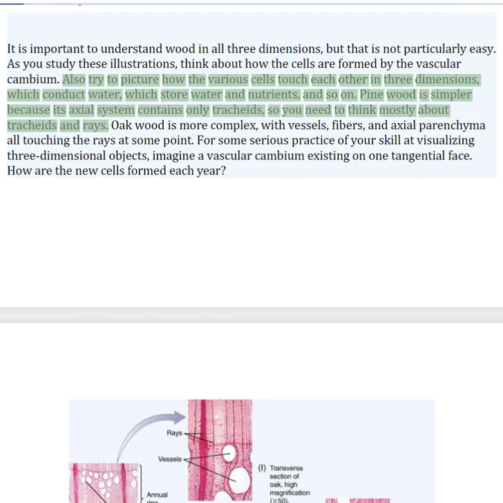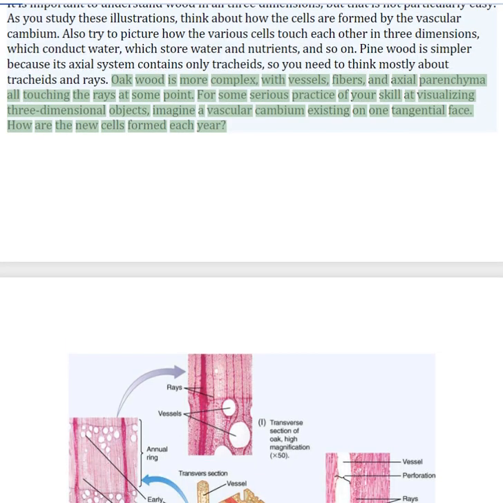Pine wood is simpler because its axial system contains only tracheids, so you need to think mostly about tracheids and rays. Oak wood is more complex, with vessels, fibers, and axial parenchyma all touching the rays at some point. For some serious practice of your skill at visualizing 3-dimensional objects, imagine a vascular cambium existing on one tangential face. How are the new cells formed each year?